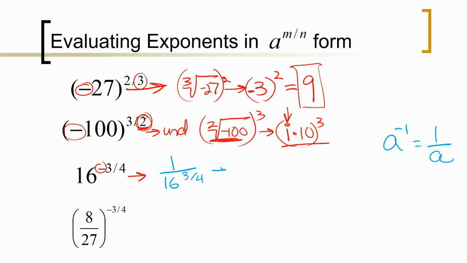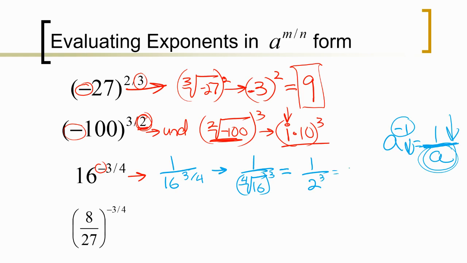And then we evaluate. So this will be 1 over the 4th root of 16 to the third. So the whole key here is that it's all just happening down. The negative brings it down below the fraction bar. So continuing, the 4th root of 16 is 2, so it's 1 over 2 to the third. Final answer, 1 over 8.